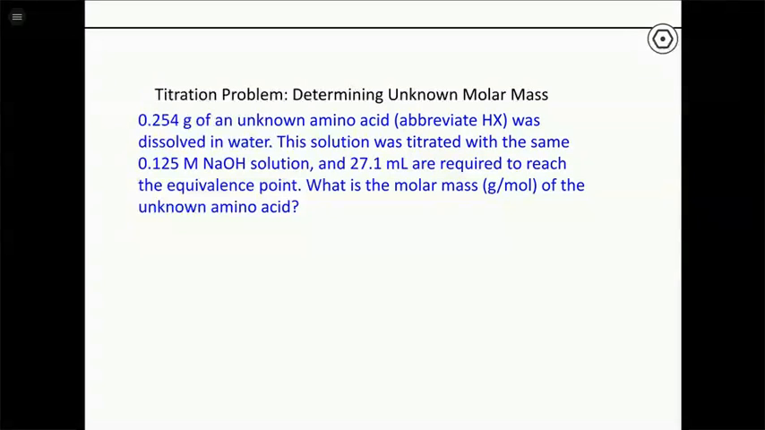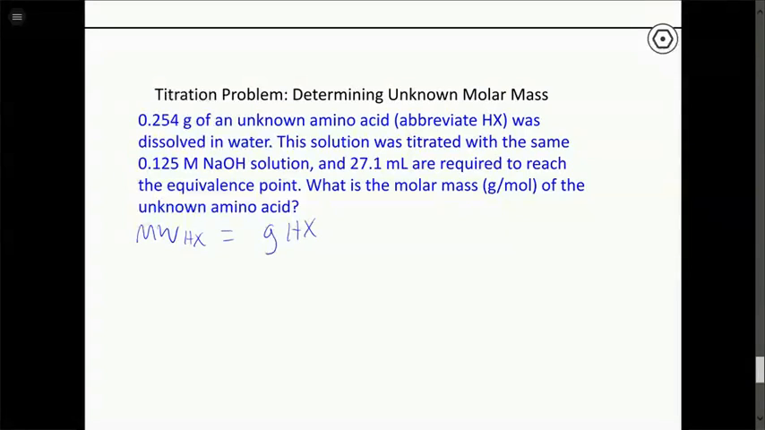All right, so as I said, the way to approach these sort of long-winded problems is to go to the end of the question and see what it's asking for. So we want the molar mass, which is grams per mole of the unknown amino acid. So if we want the molar mass, we need the mass of the unknown, and we need the moles of the unknown. So those are the two quantities we need to be able to calculate this.